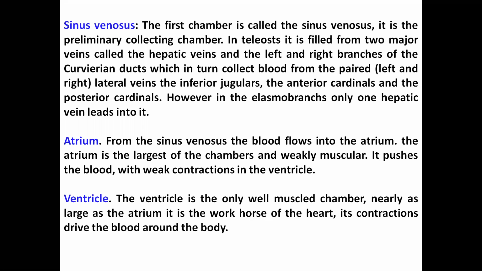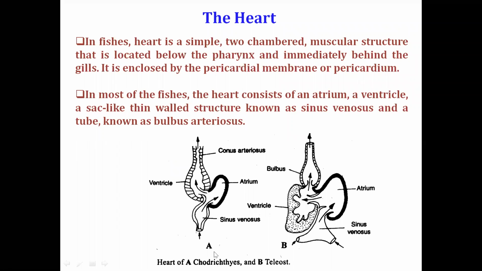In elasmobranchs, only one hepatic vein opens into the sinus venosus. That is the difference. If you see the previous slide, you can see there is a single opening in the sinus venosus, which is the hepatic opening. But here you can see there are two: one is the hepatic and the other one is the Cuvierian duct. That is the difference between the elasmobranchs and teleosts.